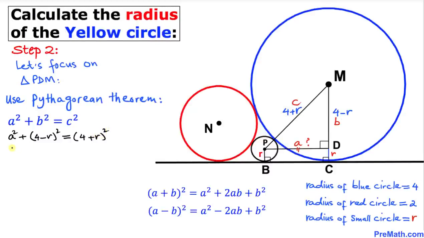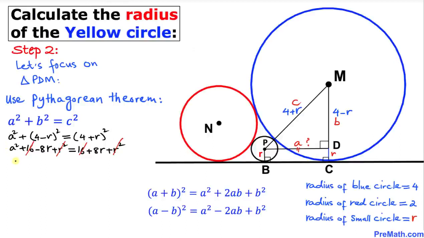Let's go ahead and simplify a square plus this one, (4 minus R) square. We are going to use this formula over here, (a minus b) square. That's going to give us 16 minus 8r plus r square equal to (4 plus r) square. We're going to be using the (a plus b) square formula. That's going to give us 16 plus 8r plus r square. And here we can see that this r square and r square on both sides cross each other out. Positive 16 and positive 16 is gone.